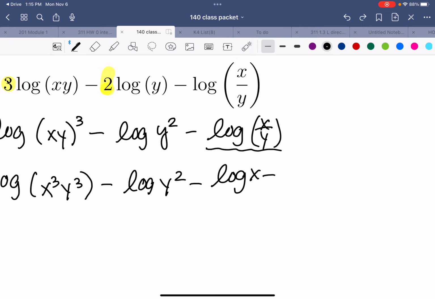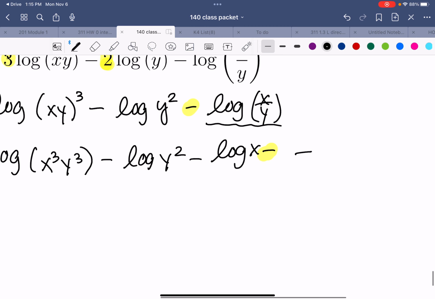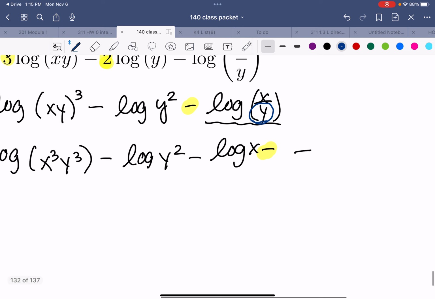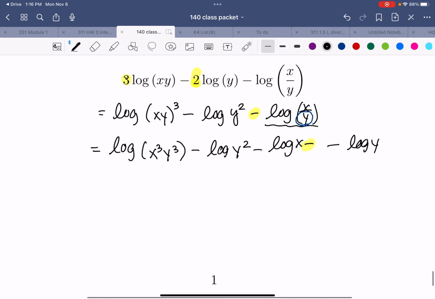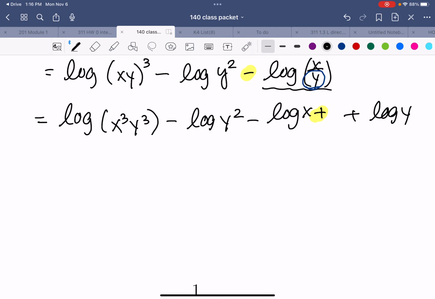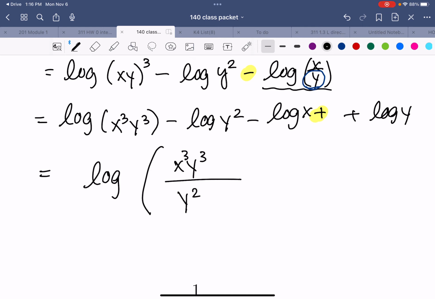Here we go. This minus is this minus. And then I'm going to do another negative because this y is in the denominator. Okay, so negative, negative log y, and so that actually ends up going to be positive log y. Now anything that's positive is going to go in the numerator. Anything that's negative is going to go in the denominator. So this will become the log of the x cubed, y cubed, which is positive, so it's going to stay in the numerator. The y squared goes in the bottom because it's negative. The log x, so the x goes in the bottom because that one's negative. And you have plus log y, so that y goes up top.